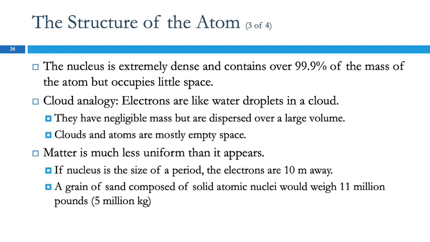Matter appears to be uniform. You look at the benchtop, and you don't really see individual pieces in there. But matter is not very uniform. We've got the nucleus inside the atom. If the nucleus was the size of a period, then the electrons would be 10 meters away.